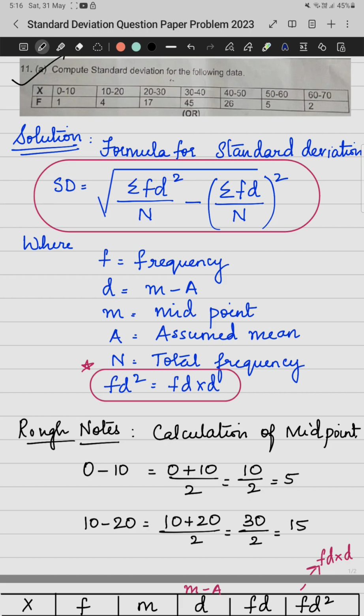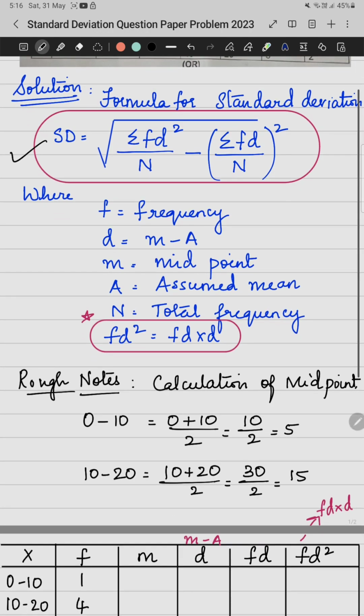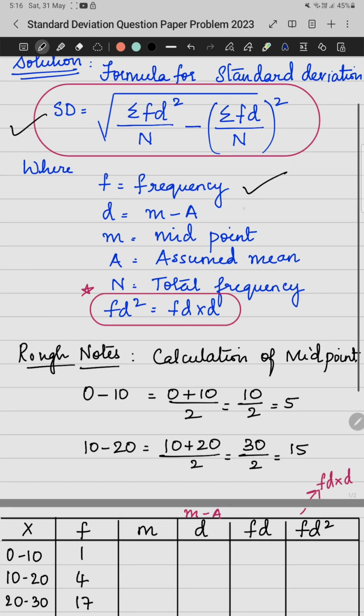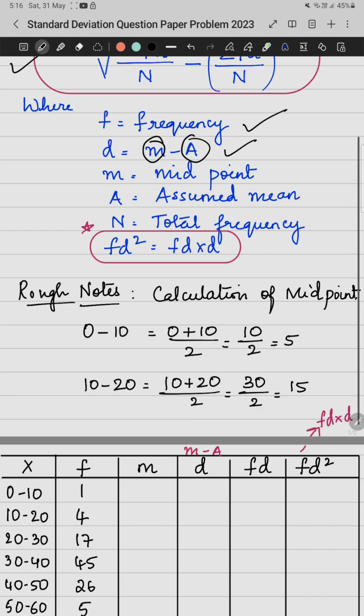You can see the formula for standard deviation, continuous series, is under root summation fd square divided by n, minus whole open brackets summation fd divided by n whole square. Where f is the frequency, d is equal to m minus a, m is midpoint, a is assumed mean, n is equal to total frequencies, and fd square is equal to fd into d. These points are very important. Now you'll understand as I'm solving the problem.